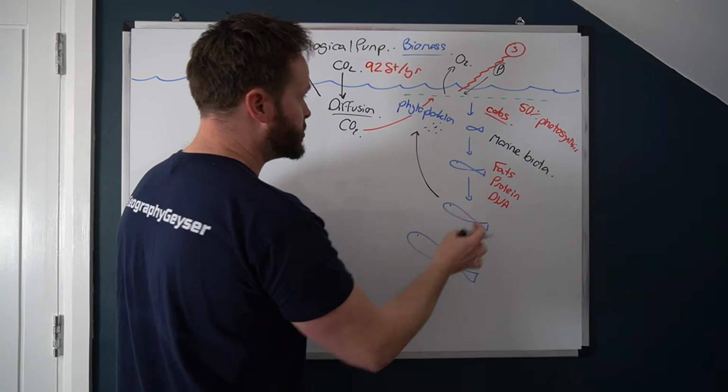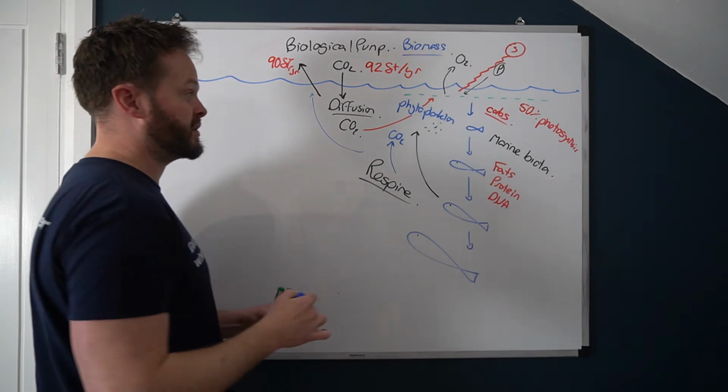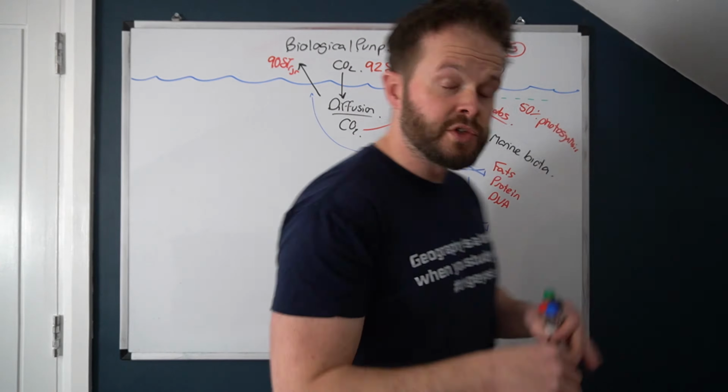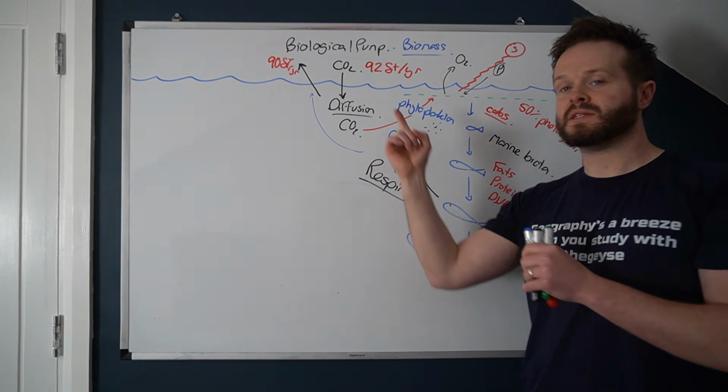And that is a route for carbon to move back into the atmosphere, because when they respire, they release CO2. And that's part of that net outflux of CO2 back into the atmosphere. So it's really important when you're studying the carbon cycle that you know about both inputs and outputs.